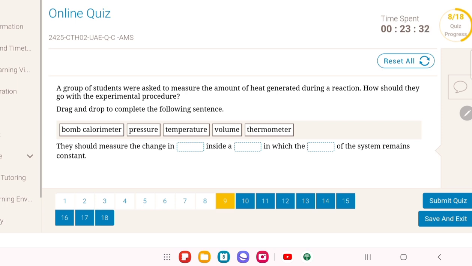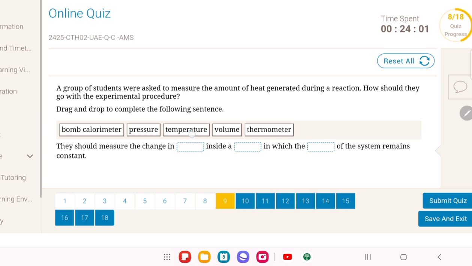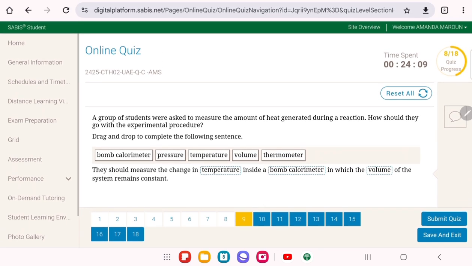Question number 9. This came in last week's AMS quiz. A group of students are asked to measure the amount of heat generated during a reaction. They need an experimental procedure. So they use a calorimeter, a bomb calorimeter, and they measure the change in temperature, but the volume has to remain the same. So they measure the change in temperature inside a bomb calorimeter in which the volume of the system remains constant.